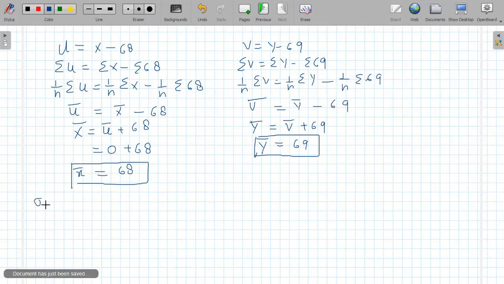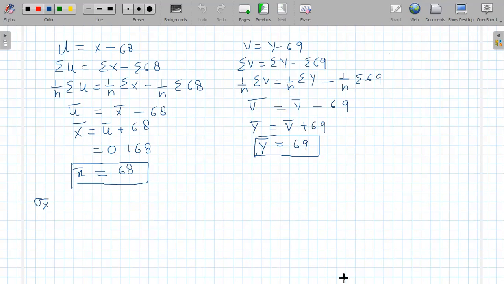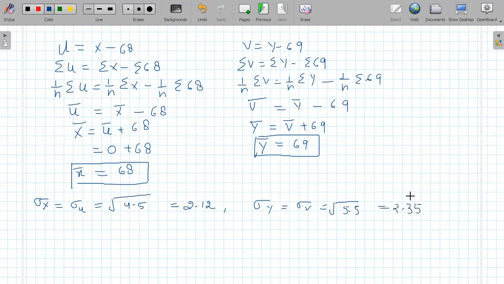Now we find sigma x. ओके. सिग्मा एक्स हम फाइंड करेंगे. सिग्मा वेरिएंस जो होती है वो कोरिलेशन चेंज ऑफ इंडिपेंडेंट ऑफ ओरिजिन एंड स्केल होती है. तो जो सिग्मा यू होगा वही सिग्मा एक्स भी होगा. अंडर रूट 4.5, 2.12. इसी तरह से सिग्मा वाई इज सिग्मा वी, अंडर रूट 5.5, 2.35. ओके.